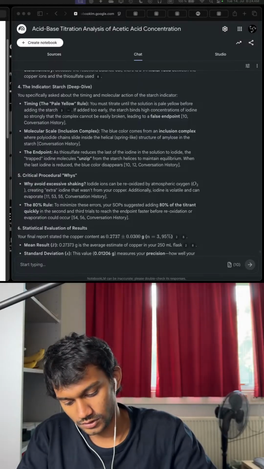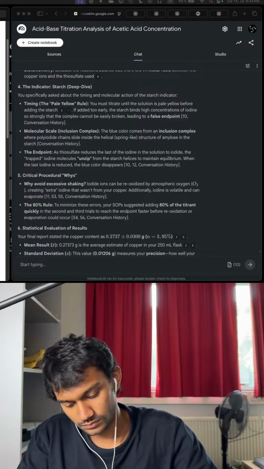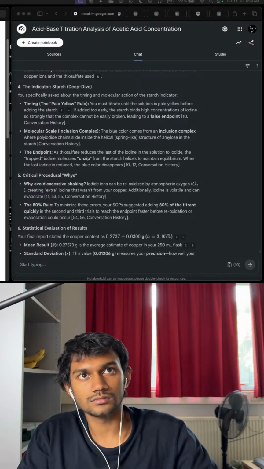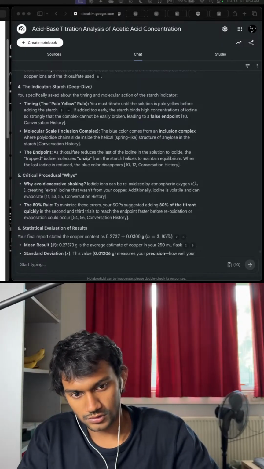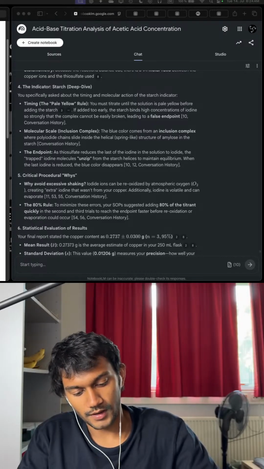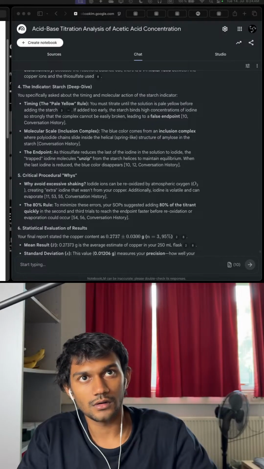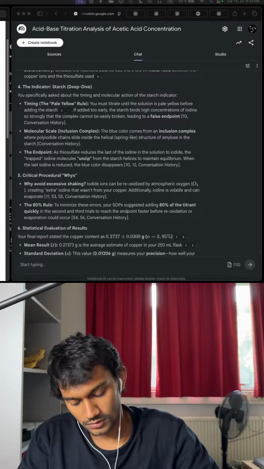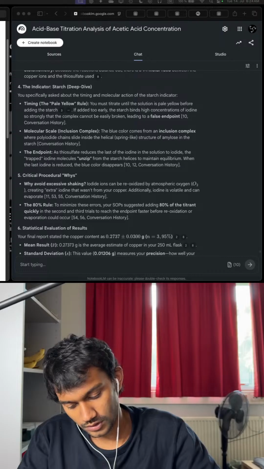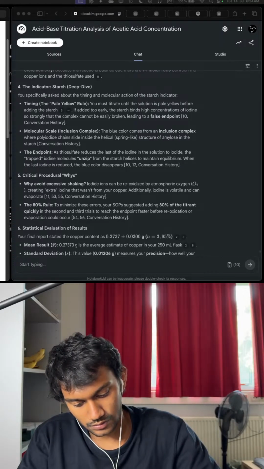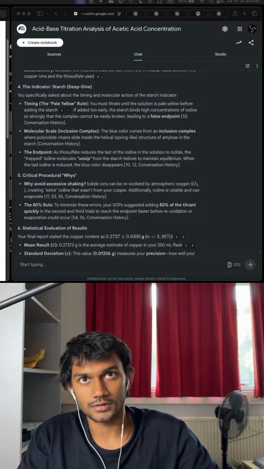The goal is to determine the mass of Cu2+ ions in an unknown sample using an indirect redox titration.